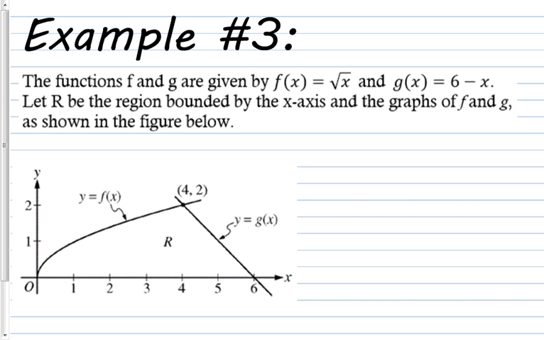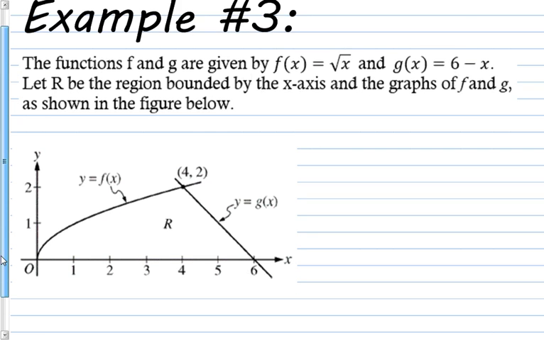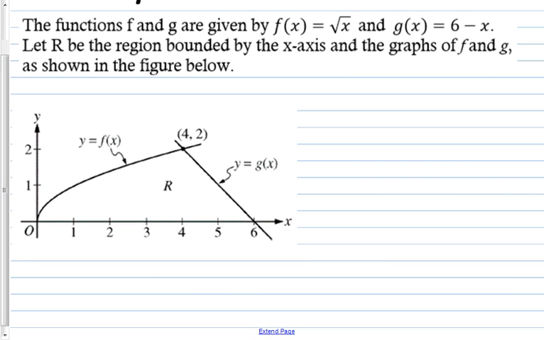All right, example 3. The functions f and g are given by f of x equals the square root of x and g of x equals 6 minus x. Let R be the region bounded by the x-axis and the graphs of f and g as shown in the figure below. And I did forget to actually put what I wanted you to do. I want you to find the area which is labeled R. Okay, so very quickly, find R.